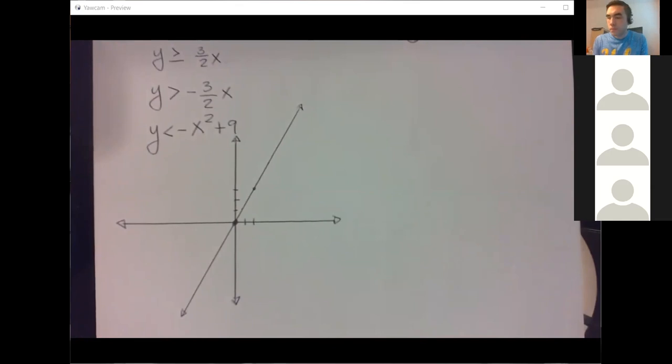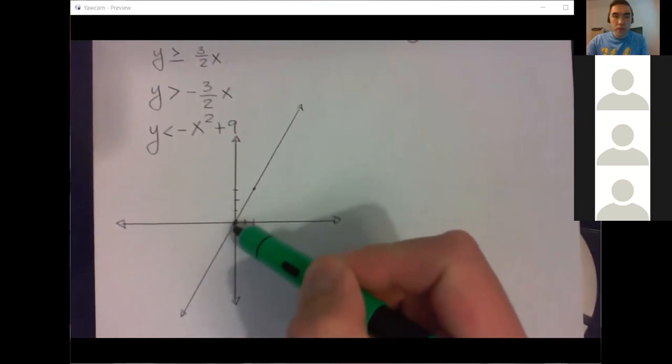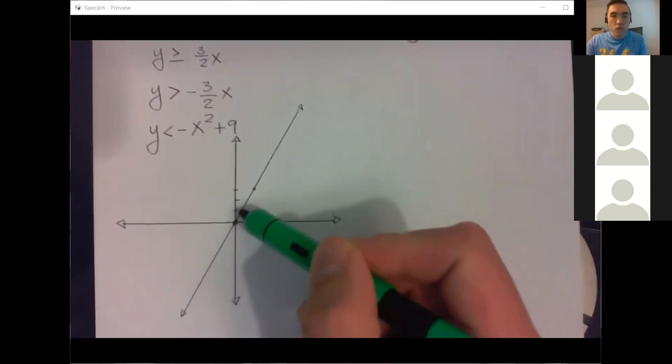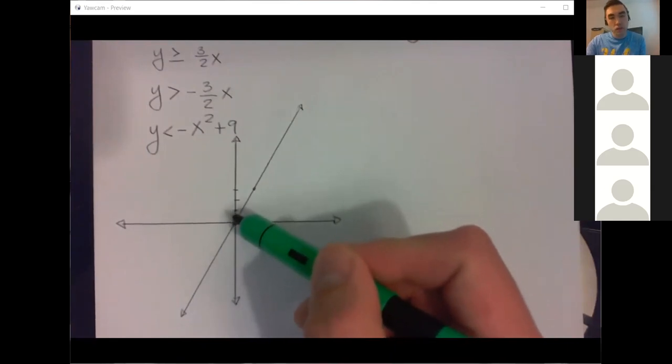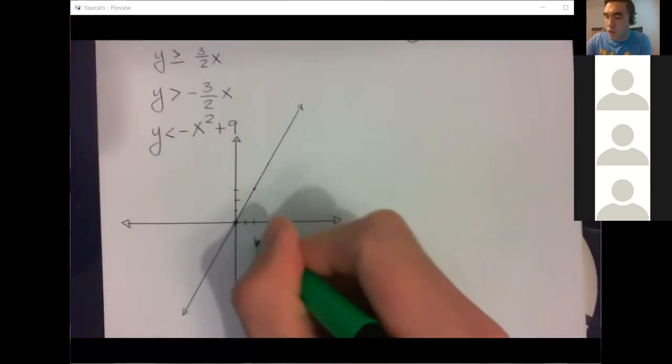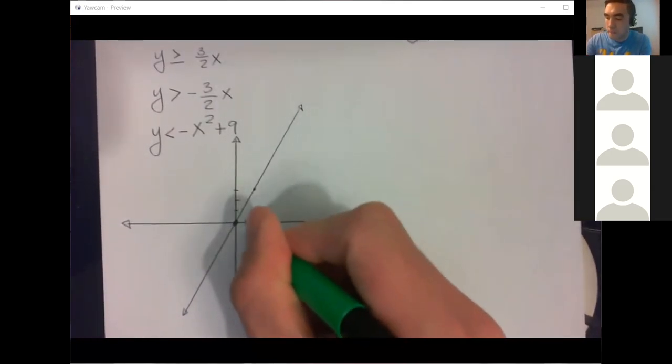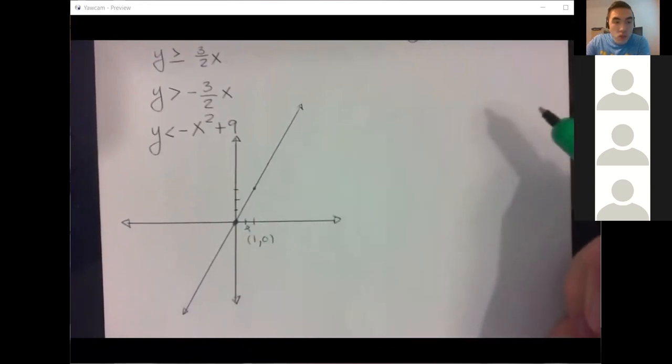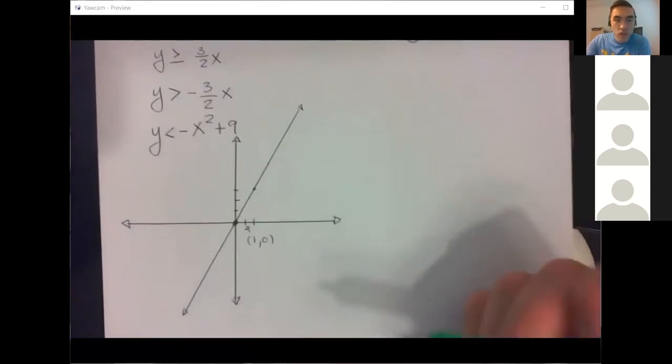1, 1, or 1, 0. I like 1, 0 or 0, 1. Both of those are good points just because we can't get the convenience of using 0, 0, but we can still use 1, 0, you know? So I'll go ahead and test the point right here, 1, 0. That's a good test point. So I'll take that and I'll plug it in here to my original equation.